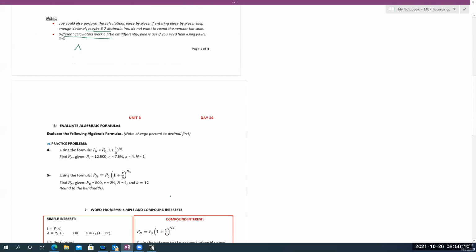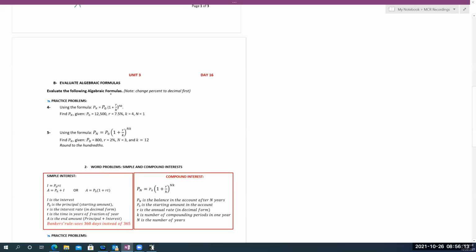Okay, so then this next one, we're going to put them into algebraic formulas. If I have this formula, P of N equals P of O, 1 plus R over K, raised to NK, and I'm given the P of O, the R, the K, and the N, I want to solve for this P of N. First of all, anytime you're given a percent, like 7.5%, when you put it in an equation, it needs to be divided by 100 and put in as a decimal. Percents automatically need to be divided before we put them in that equation. Then we can put all of our items in.